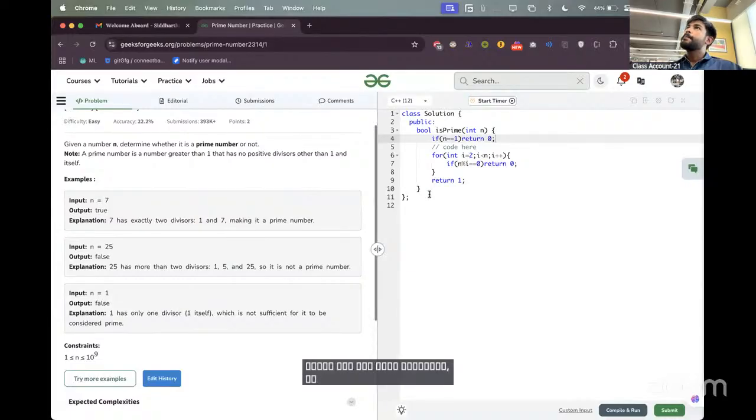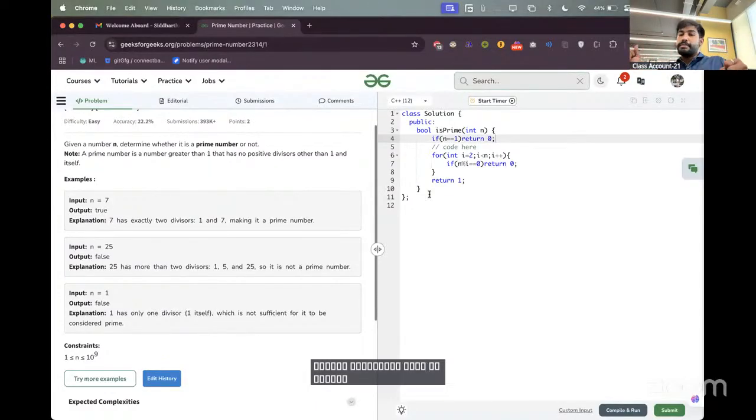See, every divisor exists in pairs. Like if we get a divisor 1, then the pair of it is n. For 6, if there is one divisor 2, then the pair of it is 3. For let's say 10, if we get a divisor 2, its pair is 5.